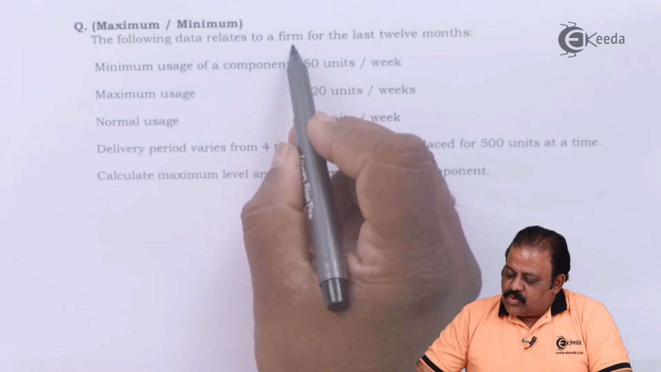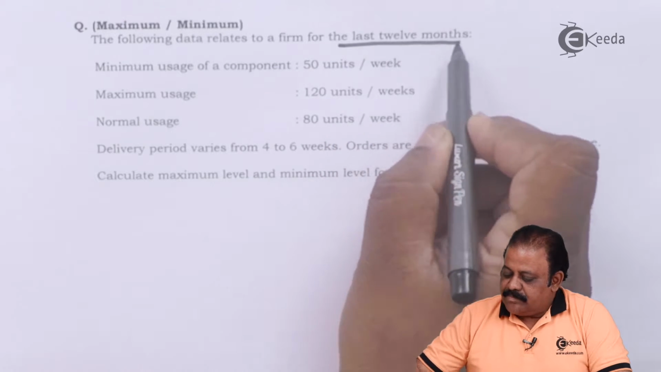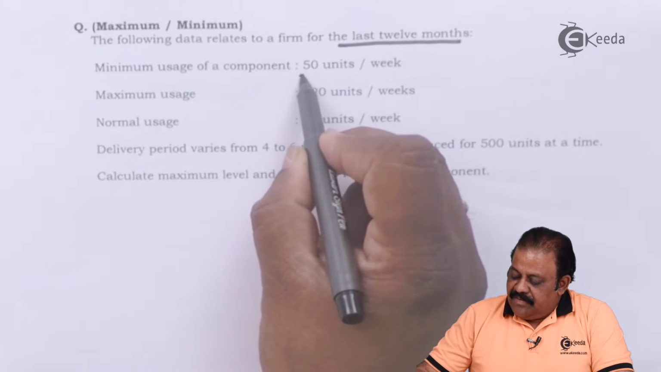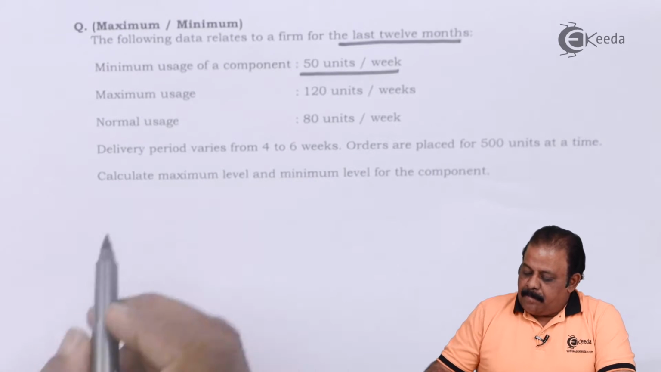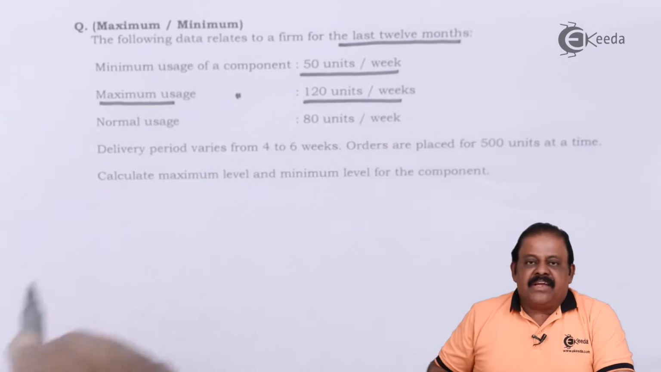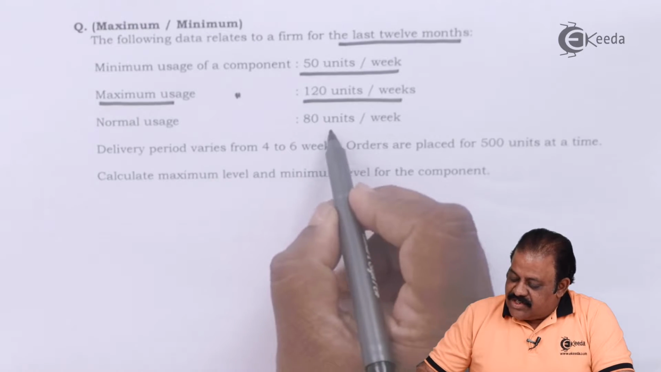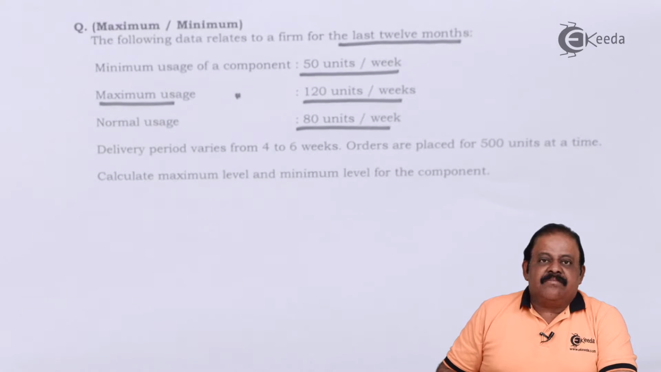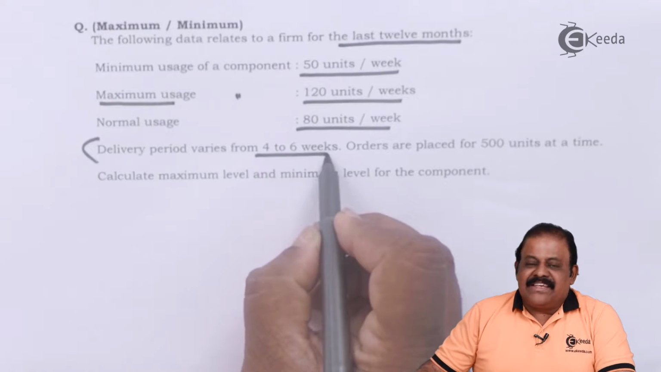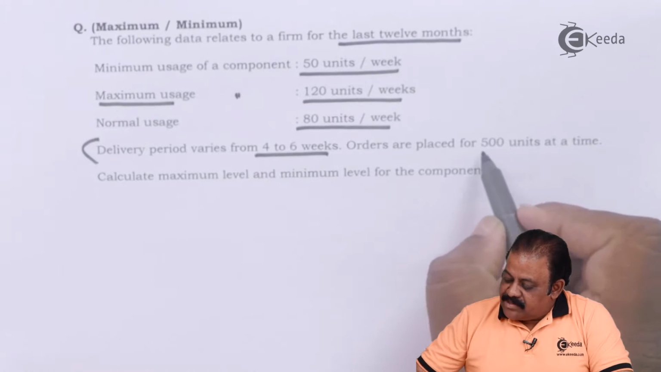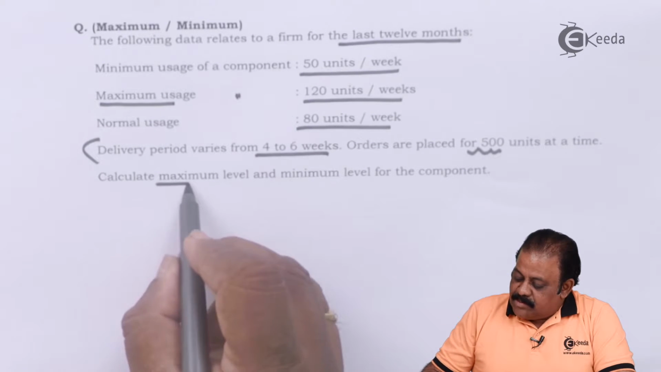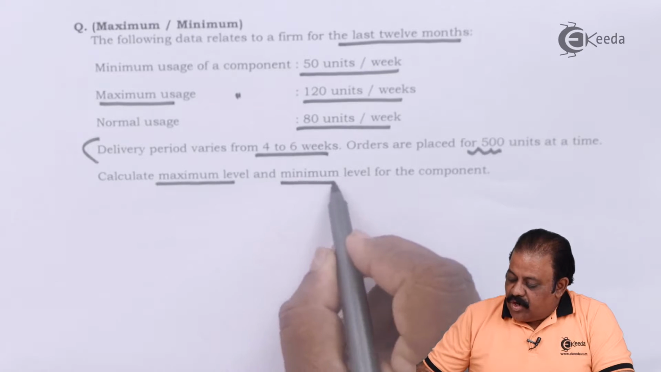The following data relates to a firm for the last 12 months. Minimum use of components 50 units per week. Maximum use of component 120 units per week. Normal usage 80 units per week. Delivery period varies from 4 to 6 weeks. Orders are placed for 500 units at a time. Calculate maximum level and minimum level for component.